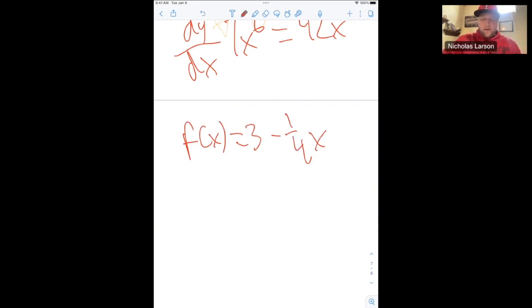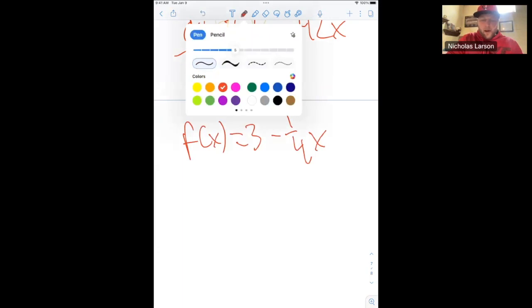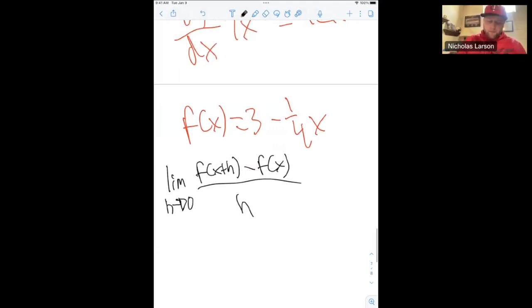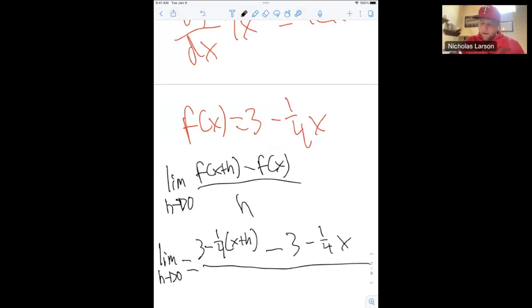Okay, so again I'm just going to write my initial equation, limit as h approaches 0 of f of x plus h minus f of x all over h. So again, I'm going to keep this out here, but I'm going to focus on f of x plus h. And every time I see an x, I'm going to write an h. So 3 minus 1/4 parentheses x plus h. And then I'm going to write the exact same thing. I'm not changing the second part at all. And I'm going to divide it by h.